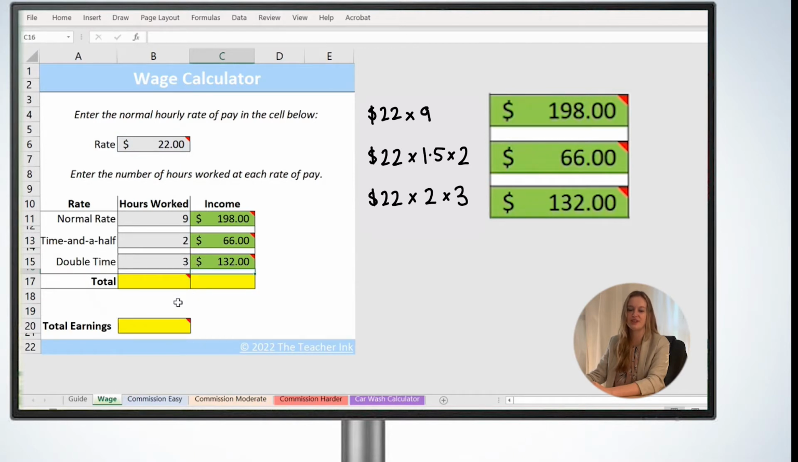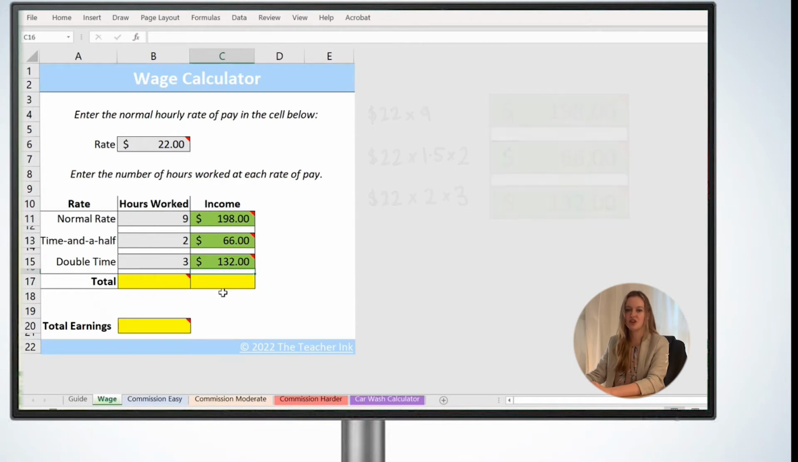We have 3 more cells to fill in. The total number of hours worked, the total income, and then the total earnings, which should be the same as the total income, but it is important to clearly show your final answer. More on that in a moment. I will show you 2 different methods for calculating a total. Let's start with the total number of hours worked.